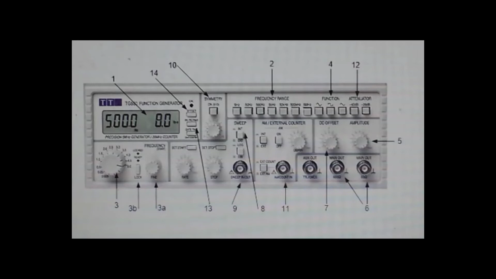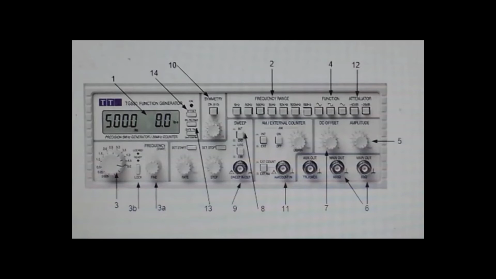Arrow 6 is a main out connector. It is an output terminal of the function generator. This connector sends sine, triangle, and square signals to electric circuit. The DC offset knob is shown in arrow 7. It adjusts offset voltage.